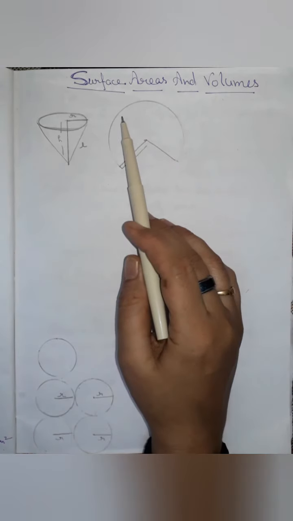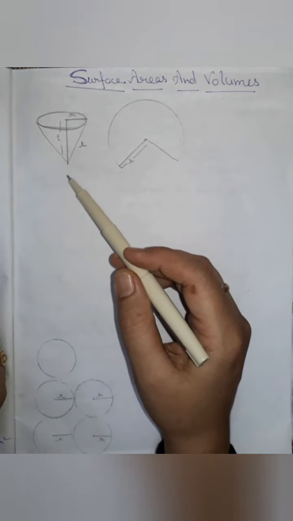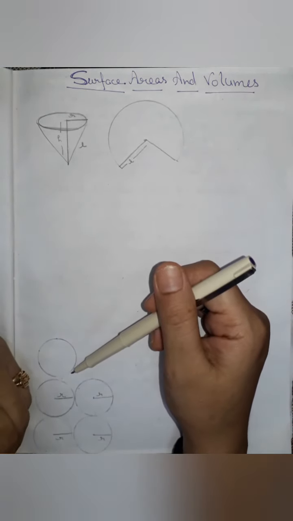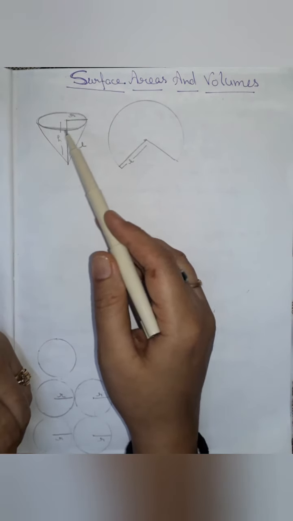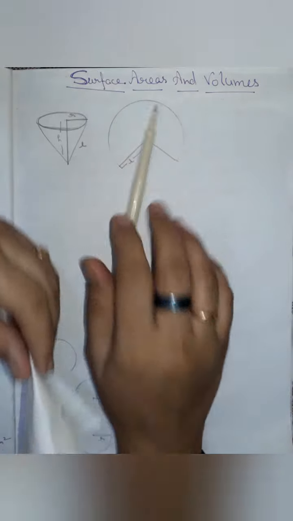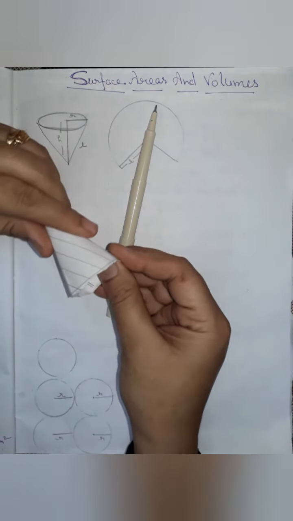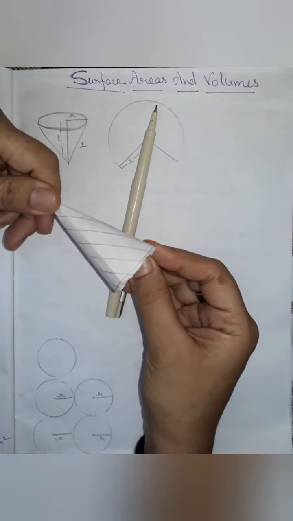In this class, in surface area and volumes, we'll discuss the surface area of a cone and the surface area of a sphere. First, let's see what the surface area of a cone will be. As we know, this is a cone. An example of a cone can be a birthday cap or an ice cream cone. So this is a cone.